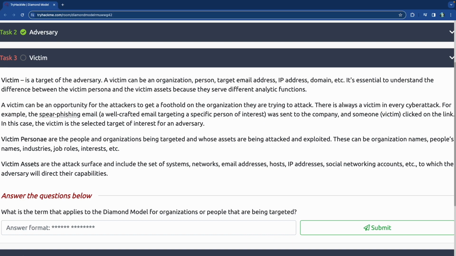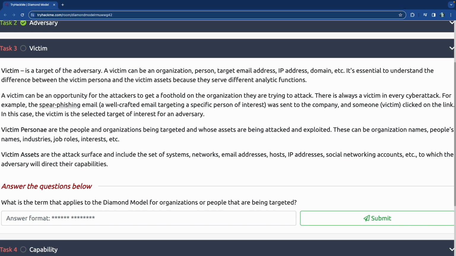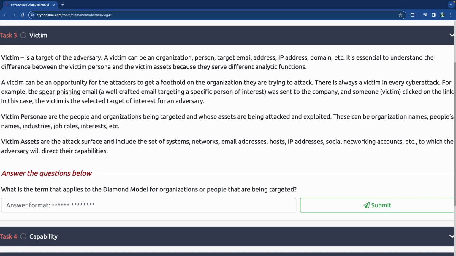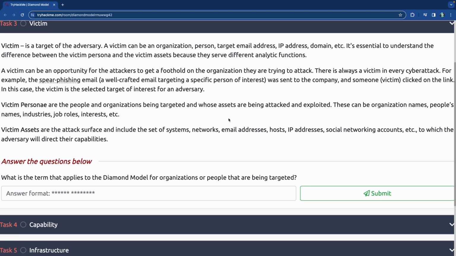So the someone was the person who clicked the link, and they're the victim of the attack, the selected target of interest for an adversary. But then the company as a whole was probably like the bigger victim, right? So you have the micro victim, which is the person that clicked on the email, and then the big victim would be the company.